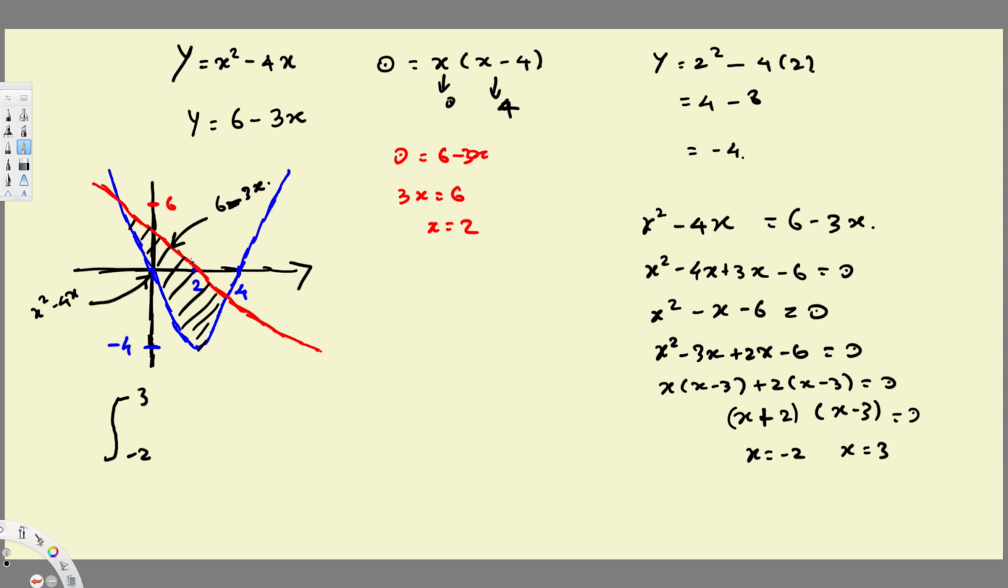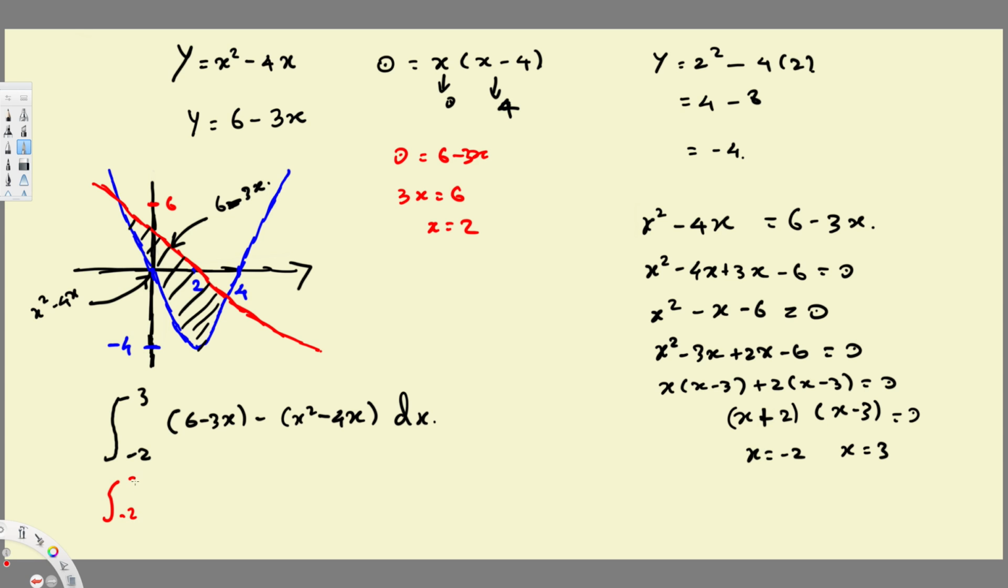So we had to subtract top function minus bottom function, so this is going to become 6 minus 3x minus the bottom function, x squared minus 4x, dx. If we integrate this one, that's going to give us the area. So let's do the simplification first.